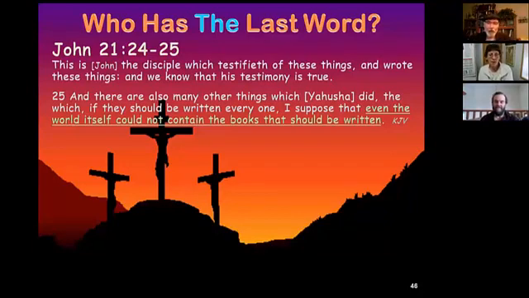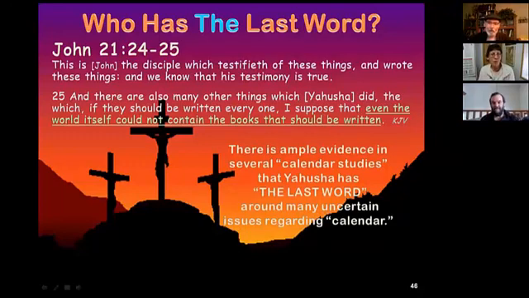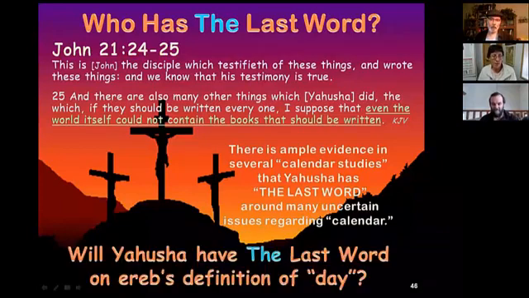So in this examination, we are looking at what happened, not just at what we can see. We're looking at the actions, not the nouns. And I'd like to tell you that there is ample evidence in several calendar studies that Yahusha has the last word around many uncertain issues regarding the calendar. And we are now beginning to understand that if there's any question at all, we need to go look at the Passion account, because that's where we're finding verification, looking at the end to verify the beginning. So the question is, will Yahusha have the last word on Aibv's definition when it comes to the second definition for the word day? That is our question here.